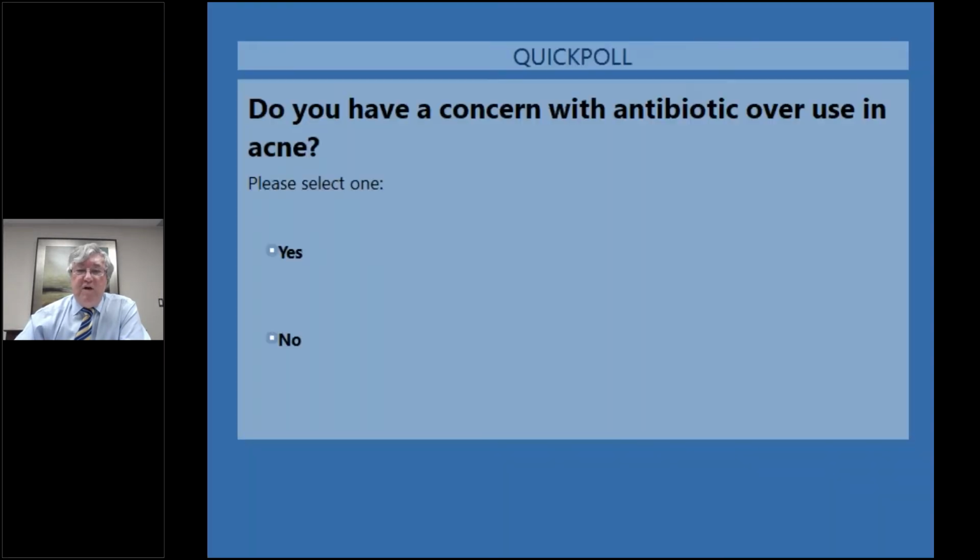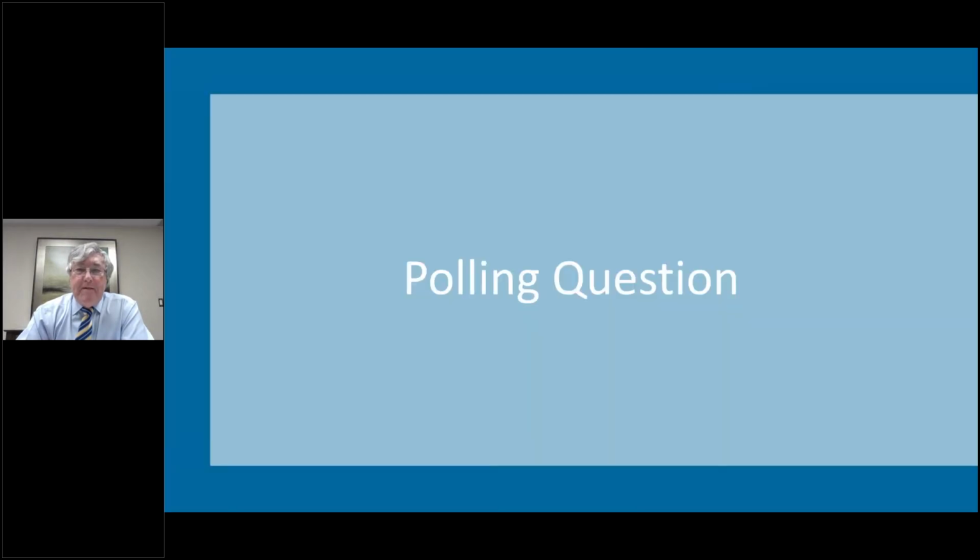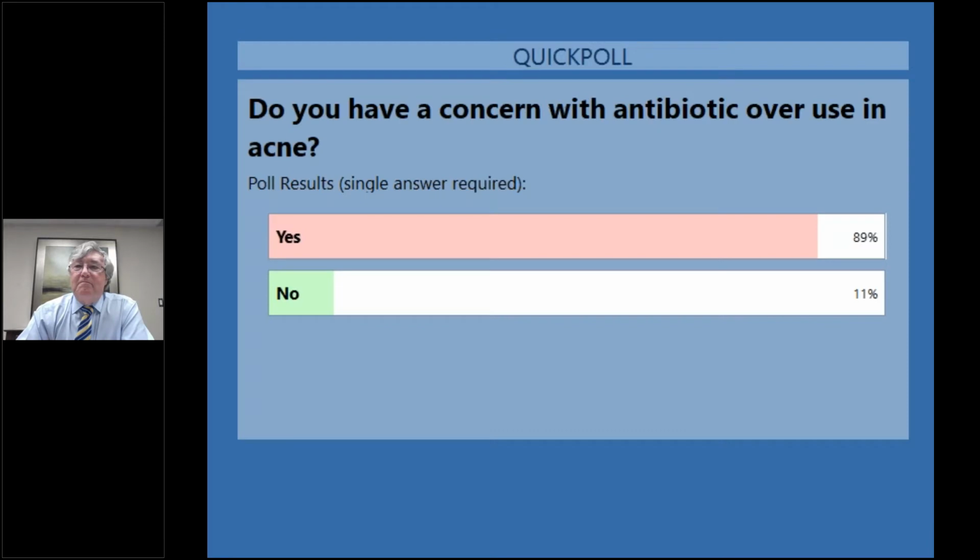We'll start with this polling question. And the polling question really saying, do you have a concern with antibiotic overuse in acne? And just answer yes or no. You can tell already what I'm thinking, but I'd be interested to see, though, maybe we have some people on the line that say, no, it's not a problem. So please vote. Oh, well, we don't have much, Dr. Gunther, you won't have much problem here. We only have to convert 10% of people or so.